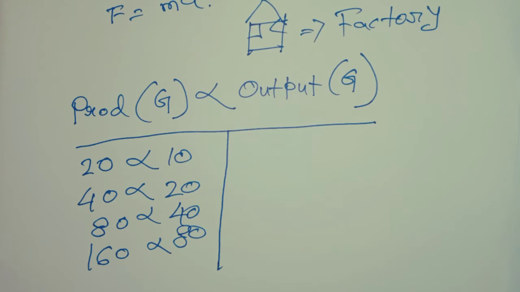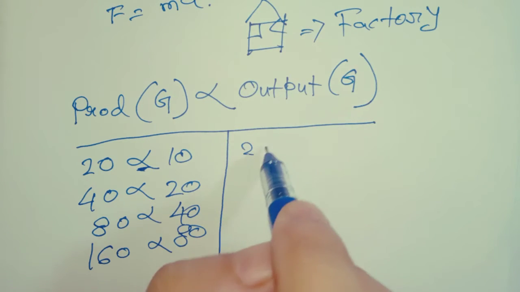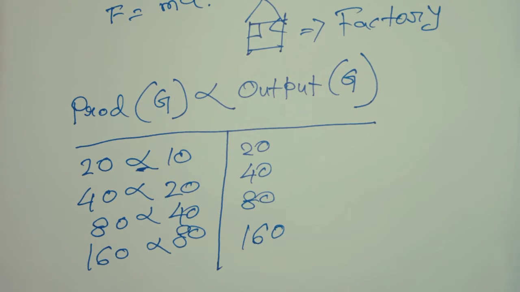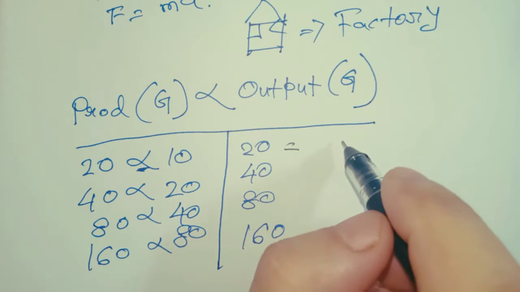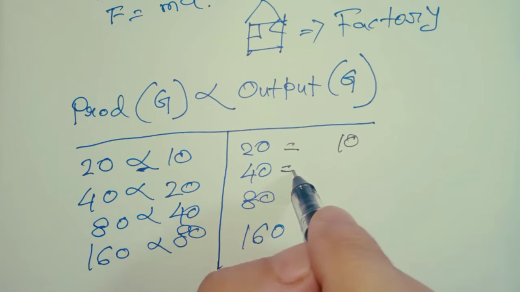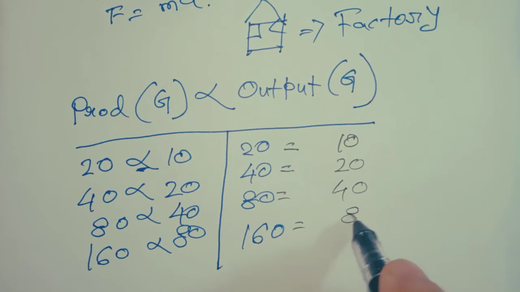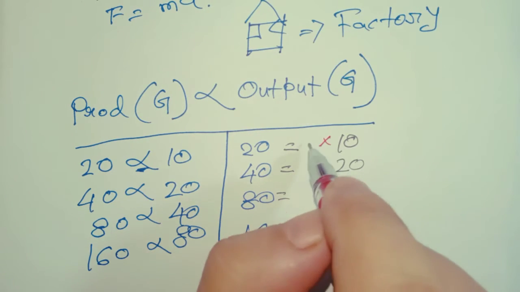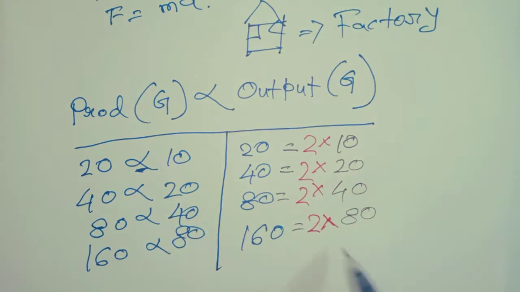Now we want to remove this proportionality sign. Here I would write those units, say 20, 40, 80, 160. Let me put a different color so that things will be clearer. And I am going to remove the proportionality sign and put here: 20, is it equal to 10? No, it is not. 40, is it equal to 20? No, it is not. 80, is it equal to 40? No, it is not. 160 equal to 80? No, it is not. So what we can do is put in a constant, that is 2. As you see, each time we multiply by 2, we get the same output.